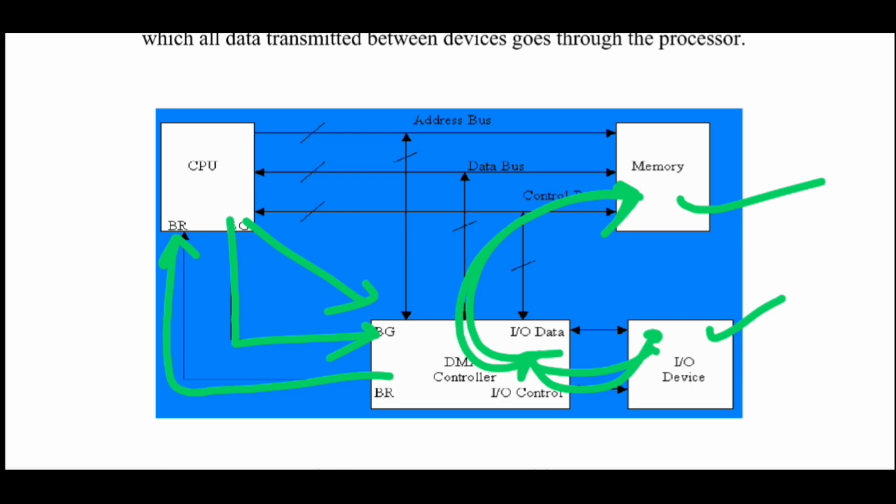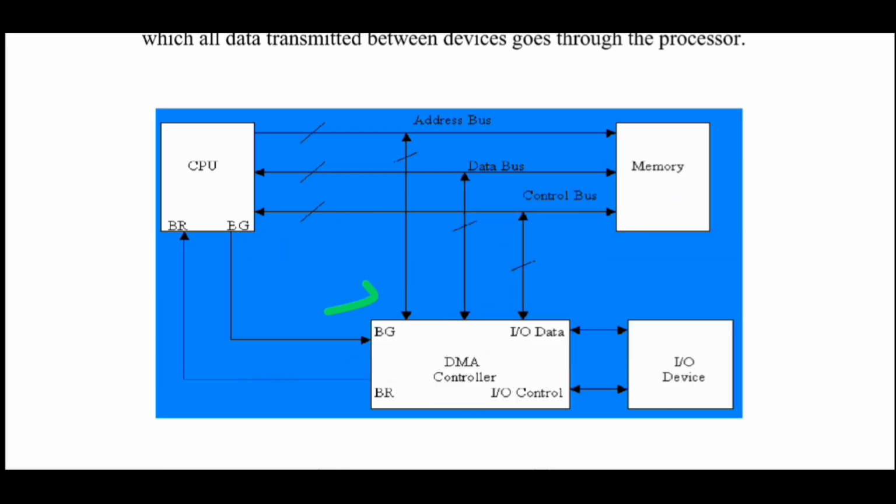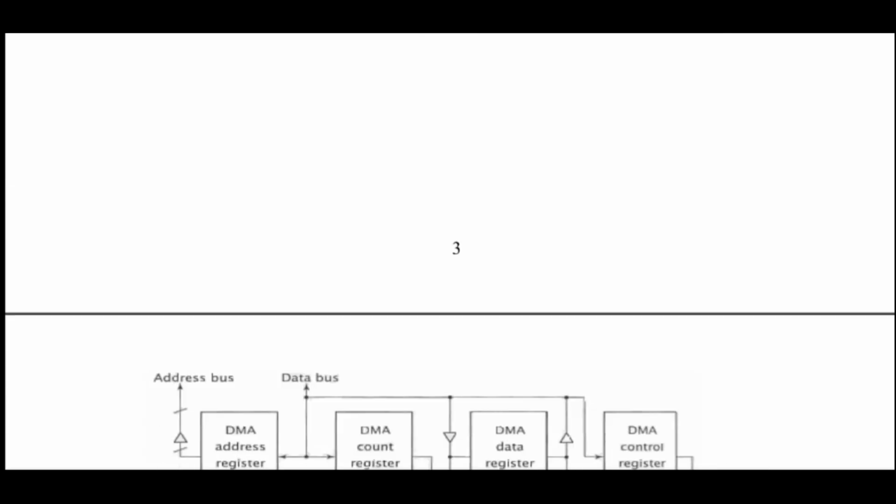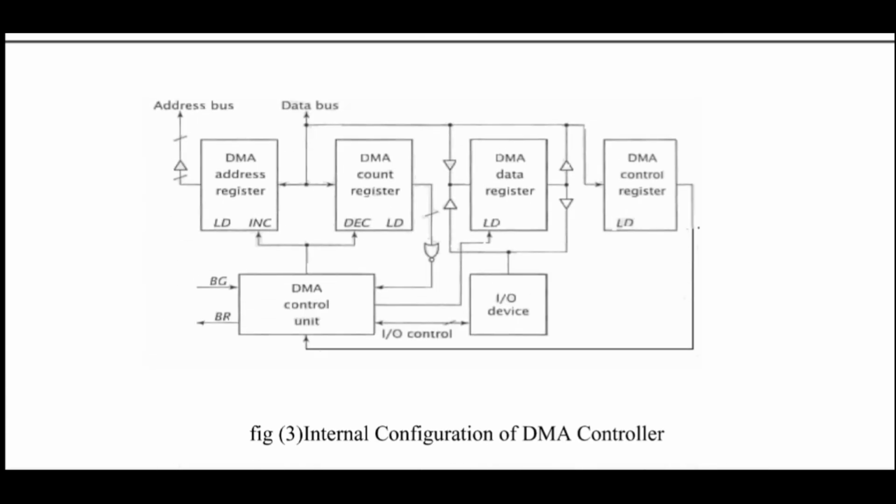Next, let's move to what is inside the DMA. This is the internal configuration of the DMA controller. First of all, you have to notice the DMA address register. What is the DMA address register? The DMA address register holds the address of main memory.